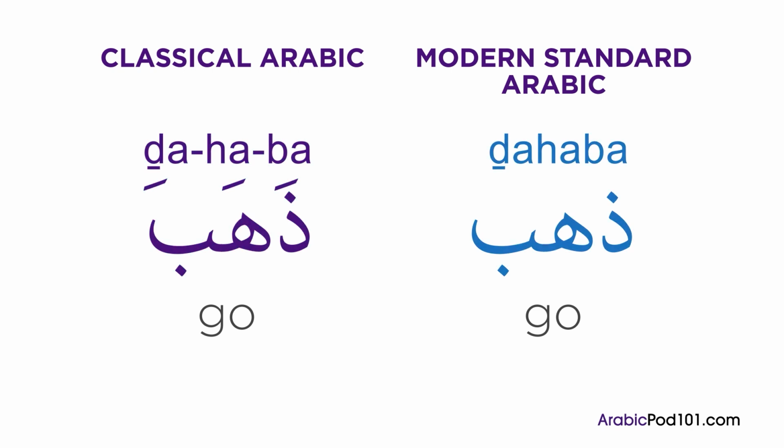Voweled text appears in the Quran. It is also used, though with less consistency, in other religious texts, in classical poetry, in books for children, in books for foreign learners, and occasionally in complex texts to avoid ambiguity. Modern Standard Arabic is used everywhere else, meaning it's much more common. So most of the time, the vowels would not be written at all.